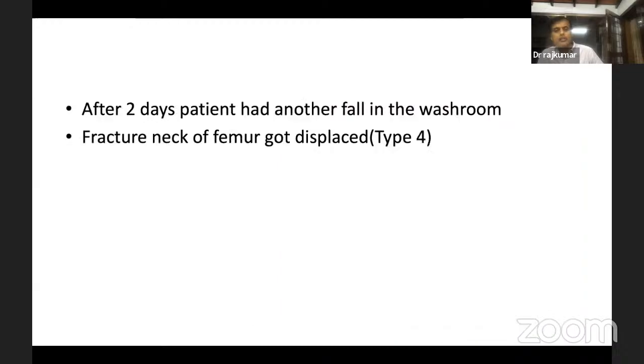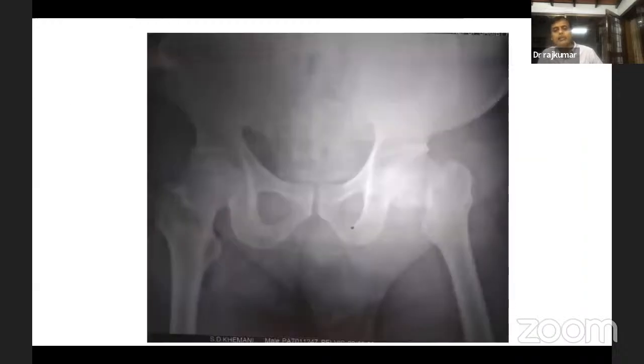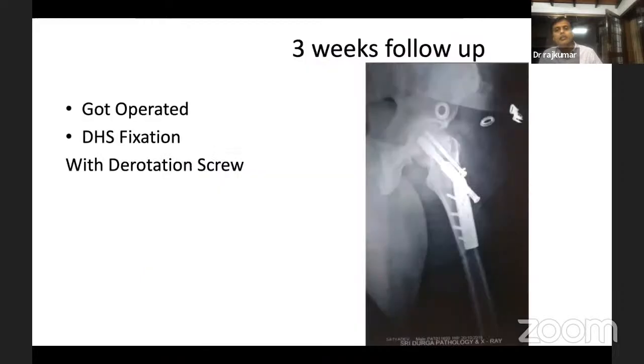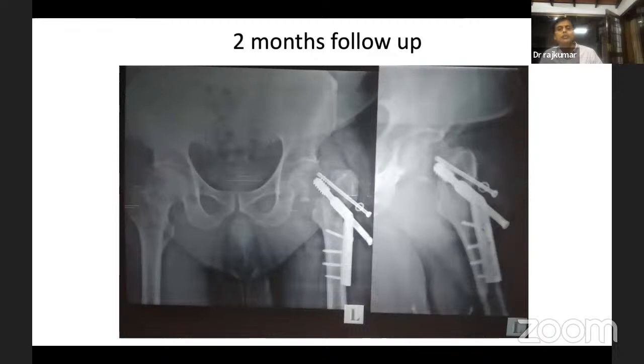But what the surgeon did was conservative management. He just told the patient, wait. Again, the patient was not able to walk and had a fall, then developed a displaced neck of femur fracture. DHS with derotation. 3 weeks later, he came. 2 months, it failed again.